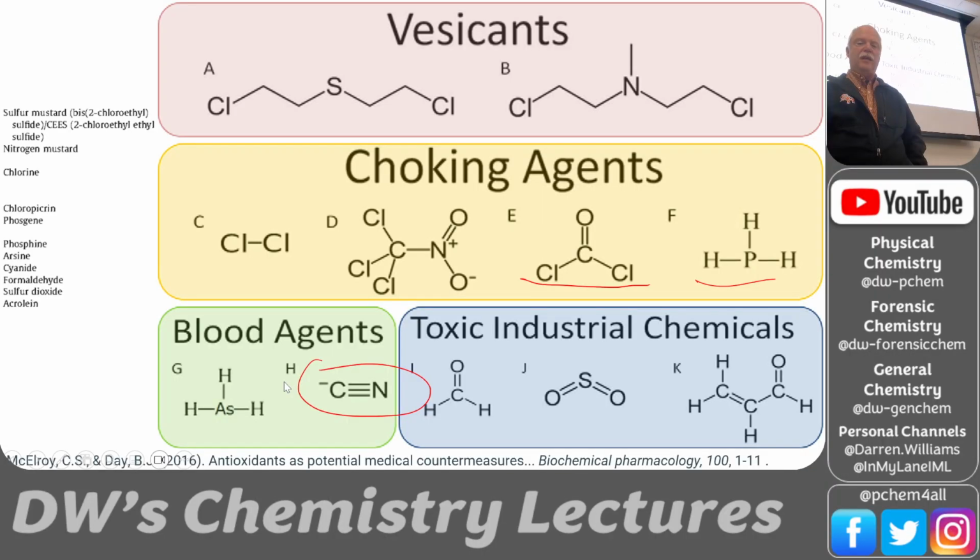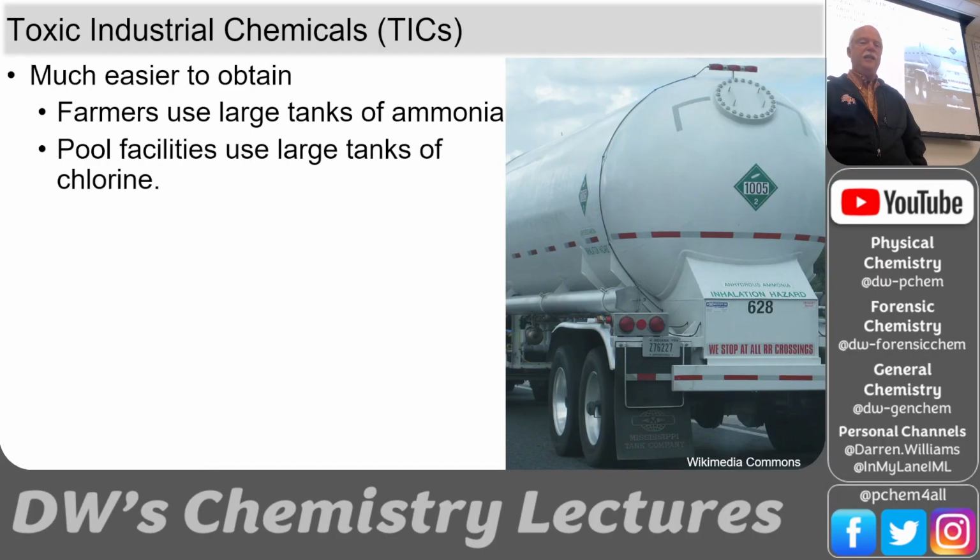Let's look at more of these toxic industrial chemicals. They're much easier to obtain. For example, ammonia, farmers use large tanks of that. Swimming pool facilities contain large tanks of chlorine. In a residential pool, you have these chlorine tablets that you put in the pump and so on. But if you have a city pool, they typically do direct injection of chlorine into the water, so they'll have tanks of chlorine. That's really dangerous and susceptible to being stolen.